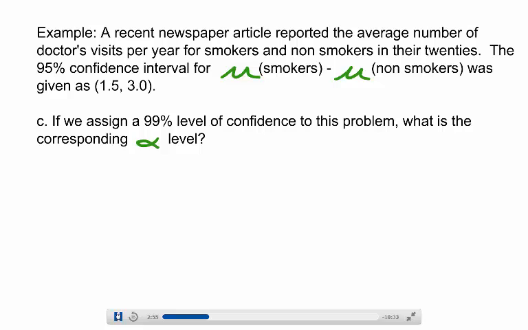If we assign a 99% level of confidence to this problem, what is the corresponding alpha level? 0.01 or 1%.